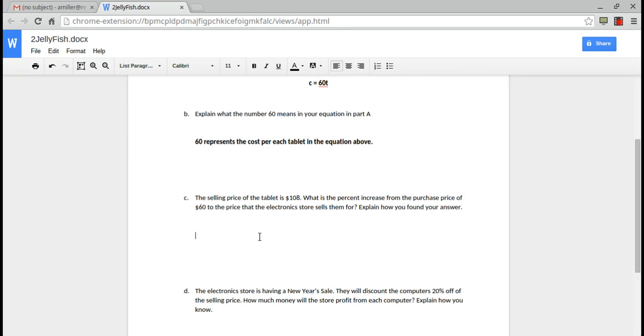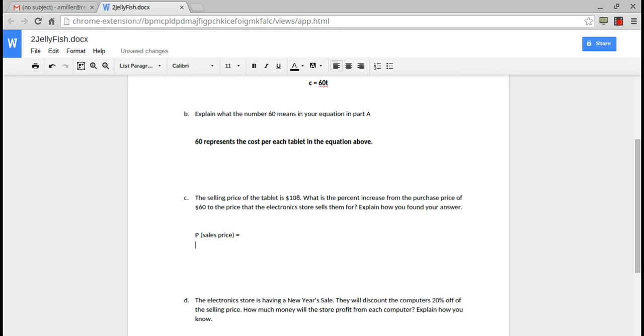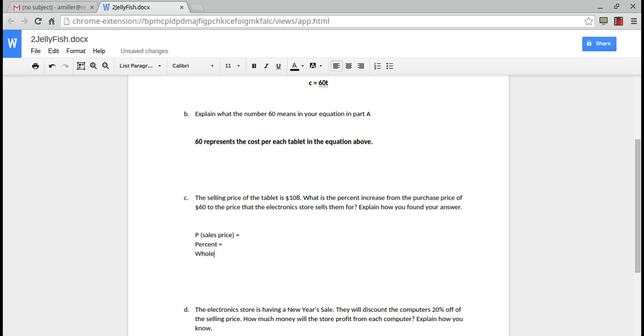We can do part, percent, whole, and I think this is the trickiest part, is part C. We have part, which we also know is the sales price. We have percent, and we have whole. So whole is always the original price. So this is what's tricky about here.